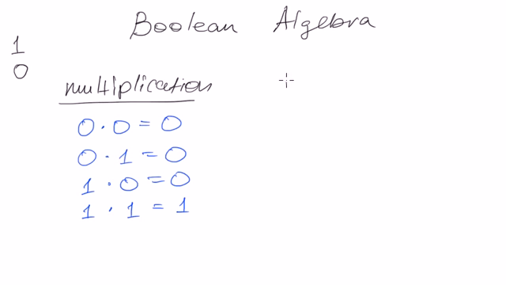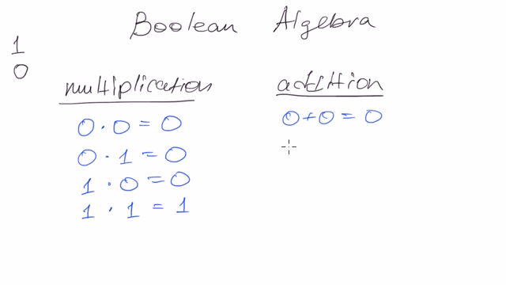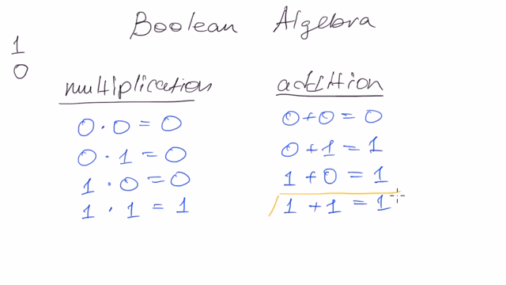Then let's do addition. 0 plus 0 equals 0. 0 plus 1 equals 1. 1 plus 0 equals 1. And 1 plus 1 equals 1. And if you had never been exposed to Boolean algebra, then the last one should be pretty surprising for you.